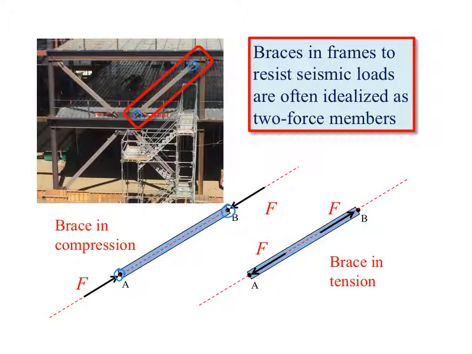We have a force at each end of the brace, and so the brace can be in what we call compression, where the forces in the brace are directed towards each other, or the brace can be in what we call tension, where the forces are directed away from one another, tending to extend the brace. So we can have tension or compression.